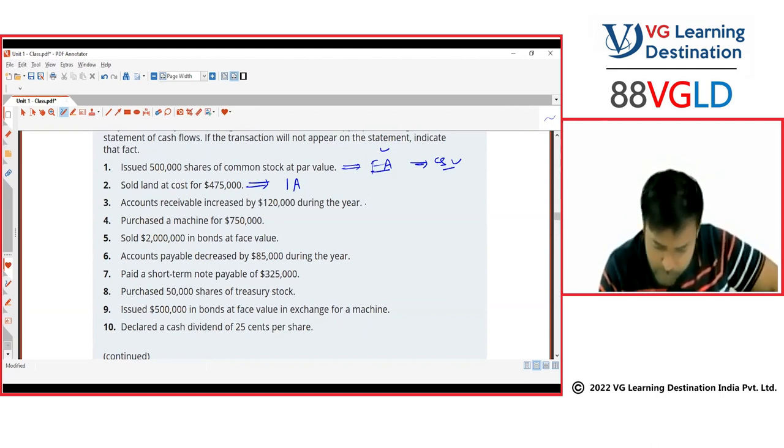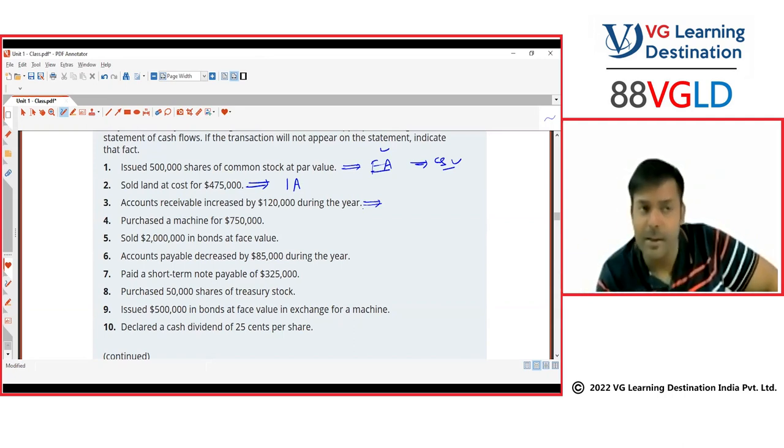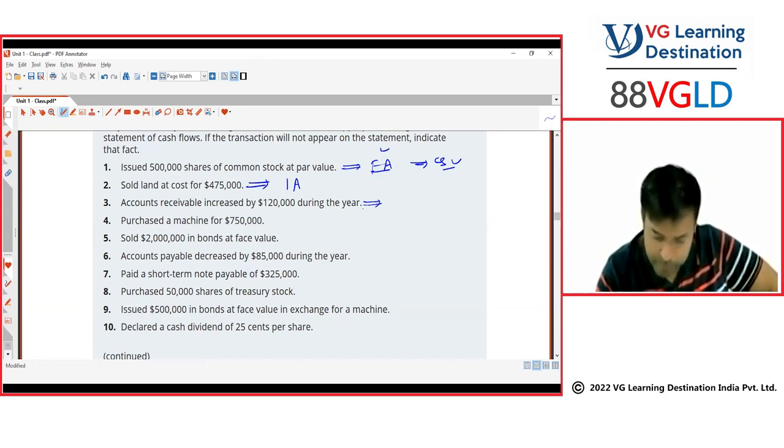That's why IA. Guys, quickly, one or two more points. Okay, keep doing that. Accounts receivable increased by 120. Accounts receivable means anyone from whom you have to take the money. Correct, that means your customer. Customer is business. Whenever it is business, that means OA. Correct.